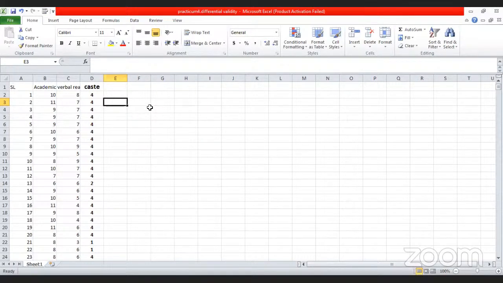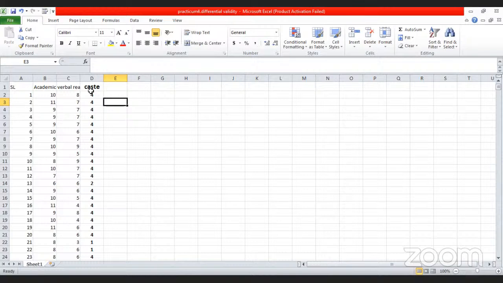Here you can see the data of a sample. Those are the two variables. One is academic achievement, another is the verbal reasoning test. We will check the correlation coefficient between academic achievement and verbal reasoning. That means, is there any relation between them? If there is, is it the same for the whole population or is it biased to any subgroups? And the subgroups here are divided into several caste categories.